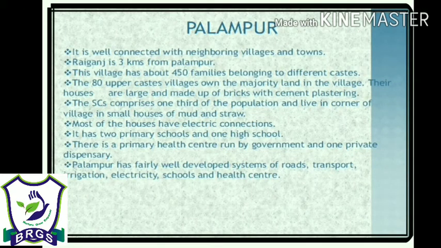So present status of the village Palampur is, it is well connected with neighboring villages and towns. Transport is well developed. Raiganj, a big village, it is 3 kilometers from Palampur. And all weather road connects the village to Raiganj. The village has about 450 families belonging to different castes. The 80 upper caste villagers own the majority land in the village. Their houses are large and made up of bricks with cement plastering.